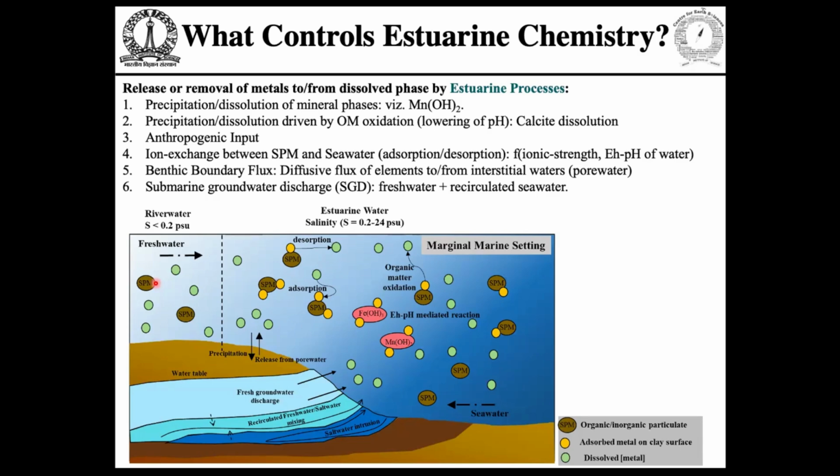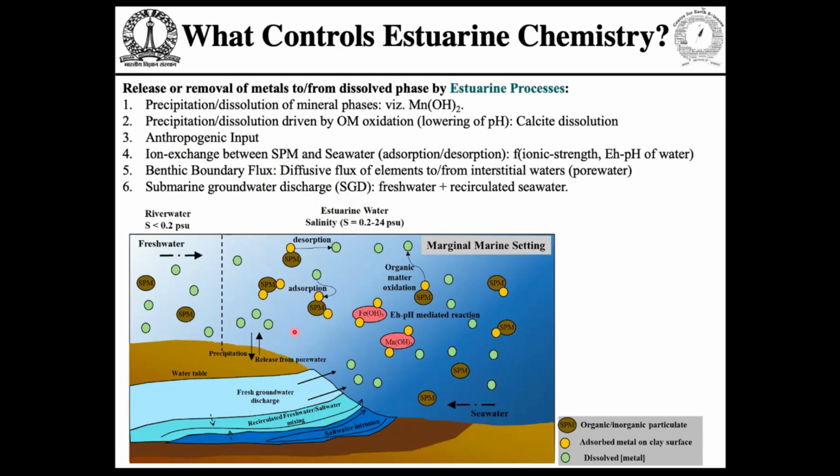Now, the organic matter which has been carried by the rivers can undergo oxidation. And we know when we oxidize organic matter, we produce carbon dioxide. And when we produce carbon dioxide, we lower the pH. There can be anthropogenic input. There can be ion exchange between the suspended particulate matter, what we would call SPM in this lecture, and seawater. And there can be benthic boundary flux. We can have material coming into the river as groundwater discharge, and so forth and so on.